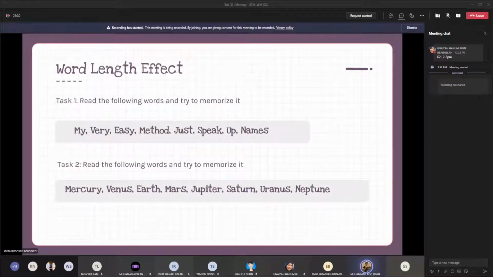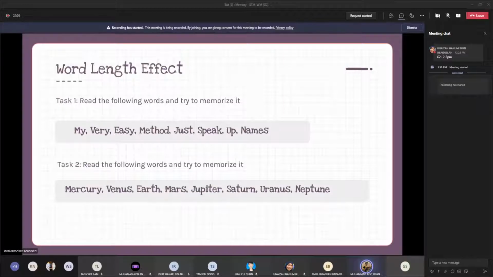So let's see task 1. My very easy method, just pick up names, which are shorter words, and if you need to memorize these, it will be easier for you than the second task, which is Mercury, Venus, Earth, Mars, Jupiter, Saturn, Uranus, and Neptune, which are longer words. So this will be hard to memorize. And actually, this is an example of an acronym to memorize some terms, which is Mercury, Venus, Earth, Mars, Jupiter, Saturn, Uranus, Neptune.